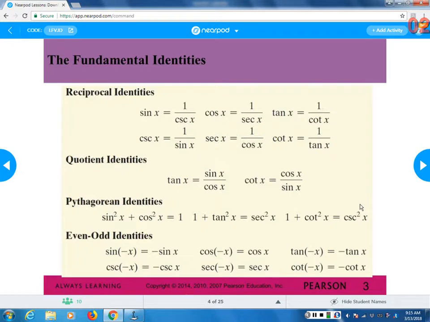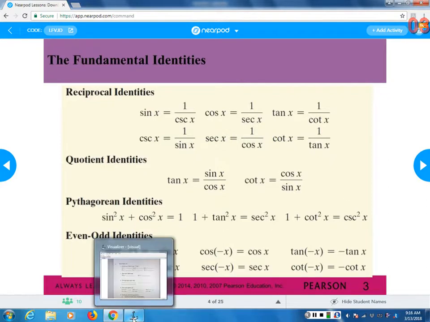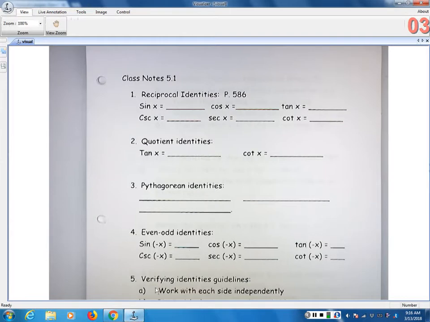Okay, so write all these down. These need to be memorized. If you don't have them memorized already, we've gone over these. So that's being displayed. If you've entered the Nearpod code, that'll be displayed on your computer. I'll write them down again for you here.